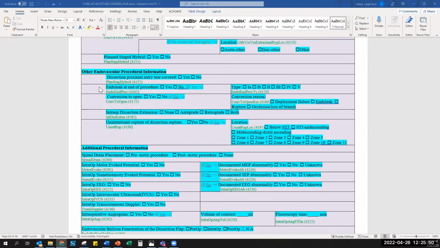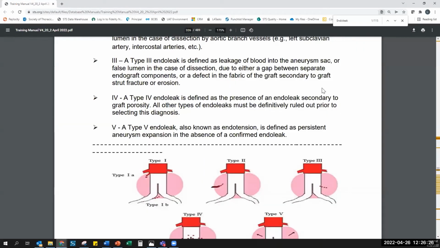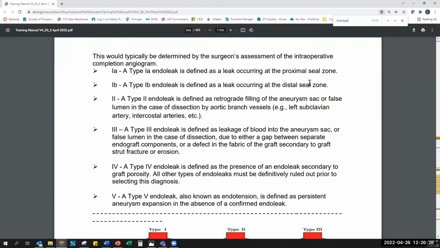There are some really nice diagrams in the training manual that will be carried over, but we have a type 1A. That's a leak defined as a leak occurring in the proximal seal zone. Or we have a type 1B. That's the endoleak defined as a leak occurring in the distal seal zone. We have a type 2A. A type 2 is an endoleak defined as a retrograde filling of the aneurysm sac or false lumen.